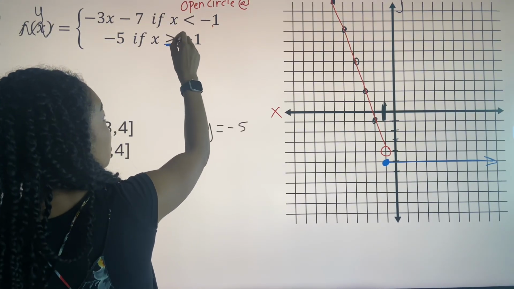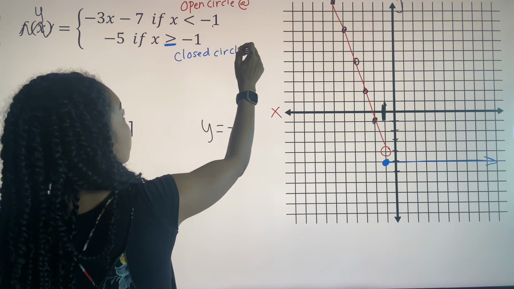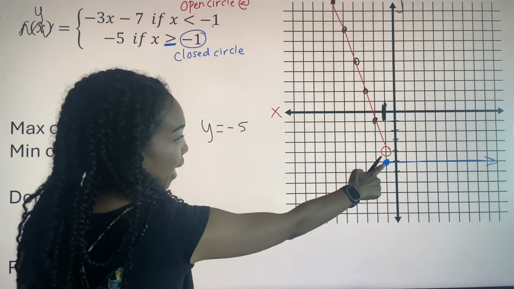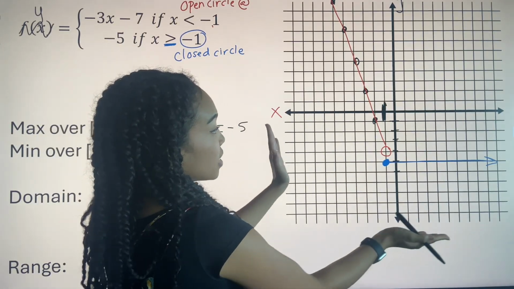Because you have the equal sign, this will be a closed circle at negative 1, and that's what I have right there, a closed circle at negative 1. So this is your piecewise graph.